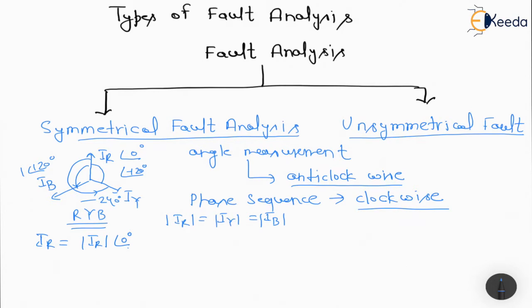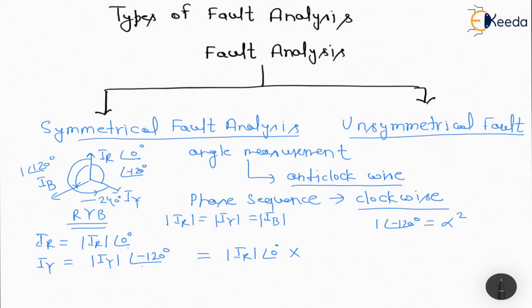So how can we write IB or IY? I am writing IY. IY will be equal to mod of IY at the angle of minus 120 degrees. If you look, mod of IY is equal to mod of IR. So we can write IR at the angle of 0, and 1 at the angle of minus 120 is equal to alpha square.